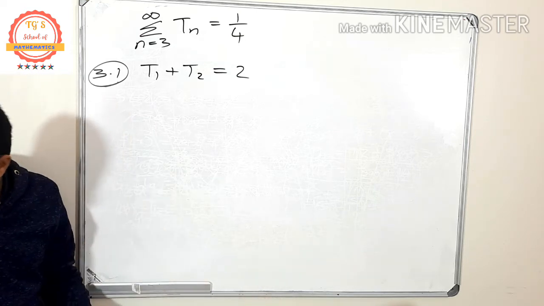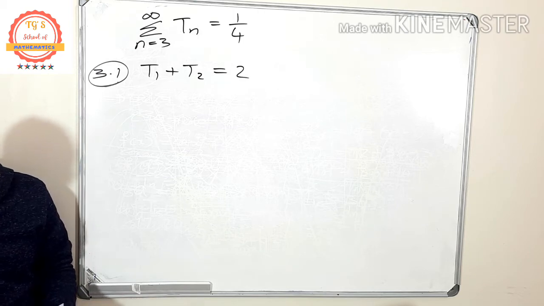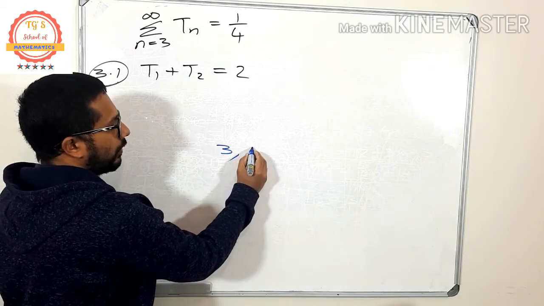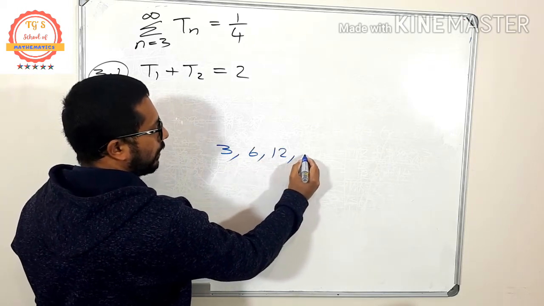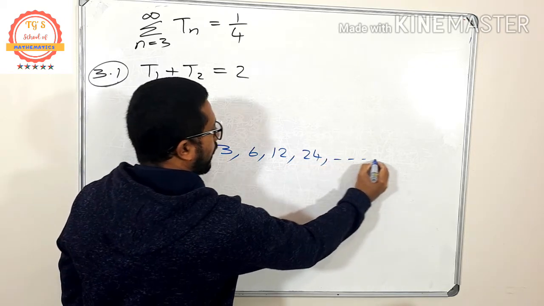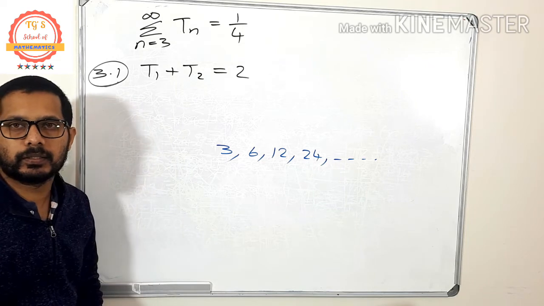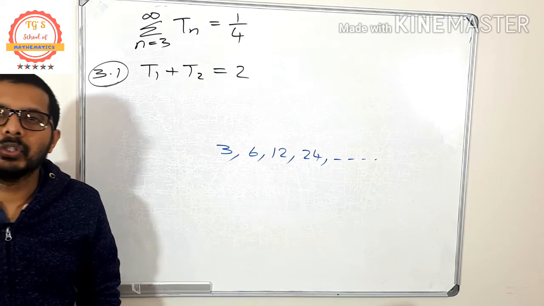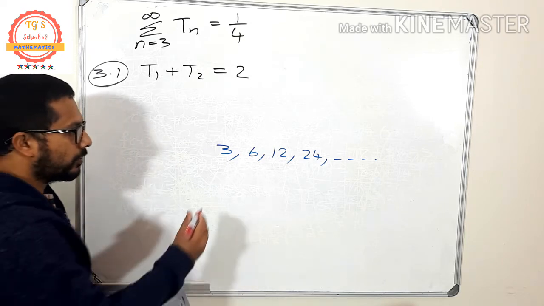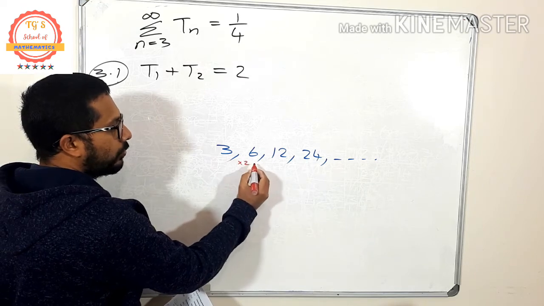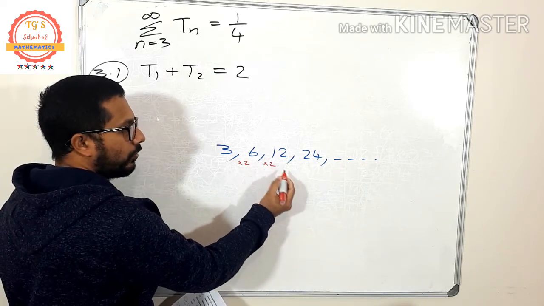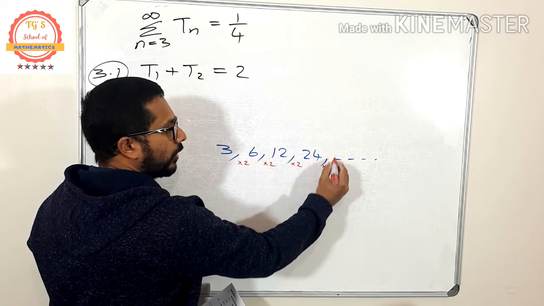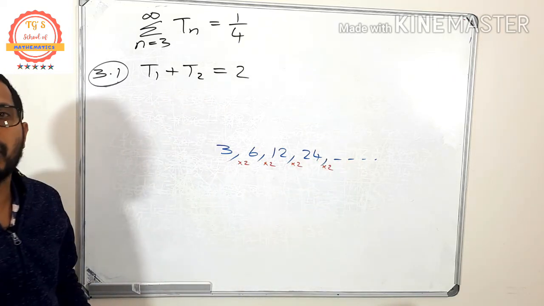Before we go to this question, let me explain something more. Look at an example: 3, 6, 12, 24, etc. What type of sequence is this? You know that this is a geometric sequence. Why is it geometric? 3 times 2 is 6, 6 times 2 is 12, 12 times 2 is 24. So what is the next term? 24 times 2, that is 48. So this one is a geometric sequence.